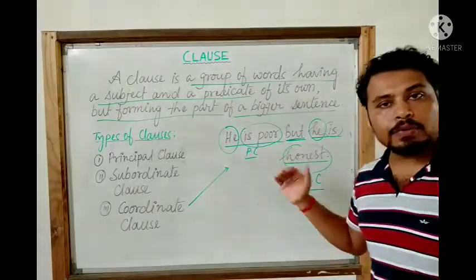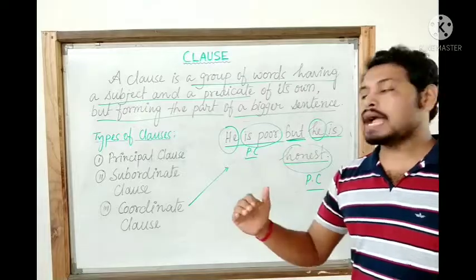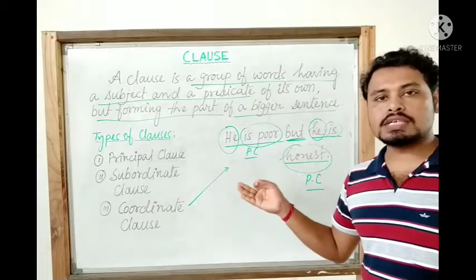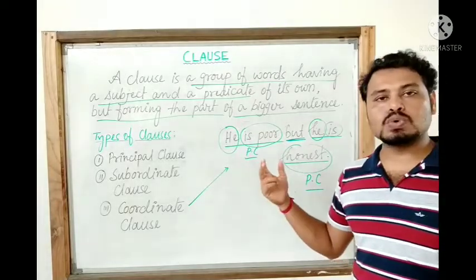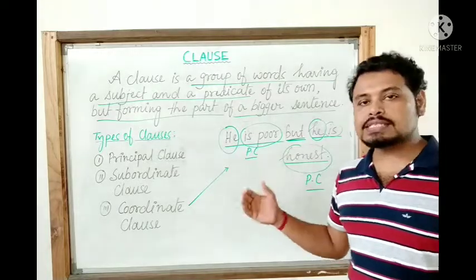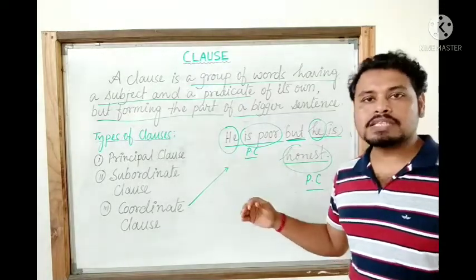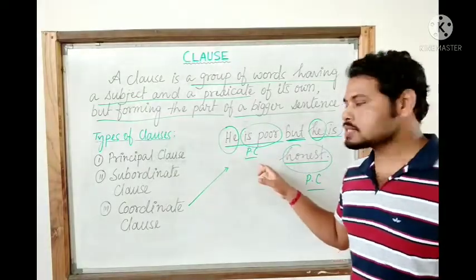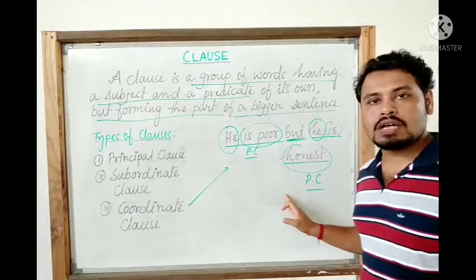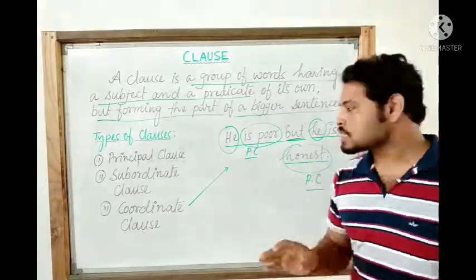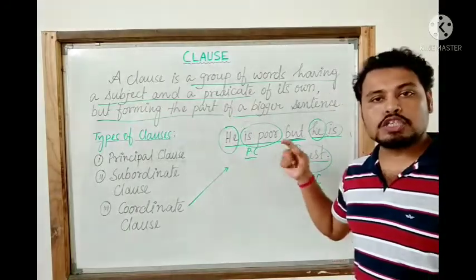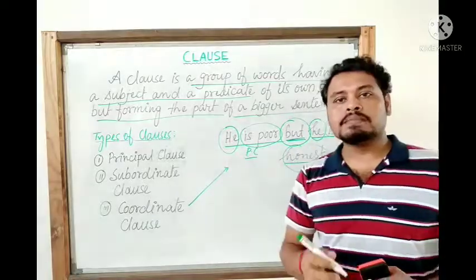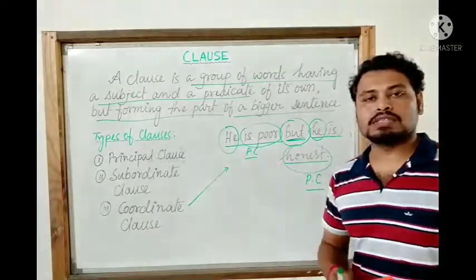Both are of same weightage, both are of same rank. That means both are talking about this particular person, that he is poor, he is honest. So they are the two qualities and the two states, two conditions of the person about whom we are talking. So he is poor, one principal clause, he is honest, another principal clause of same weightage, of same importance, but both the principal clauses are joined by a particular coordinating conjunction but, and hence this clause is a coordinate clause.